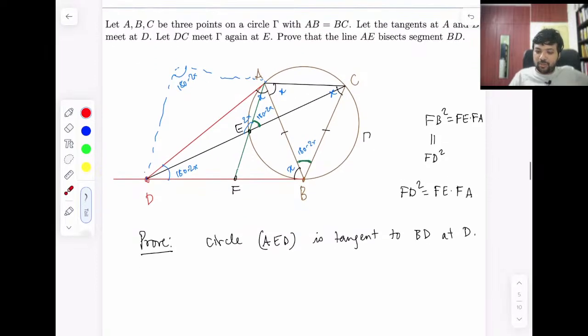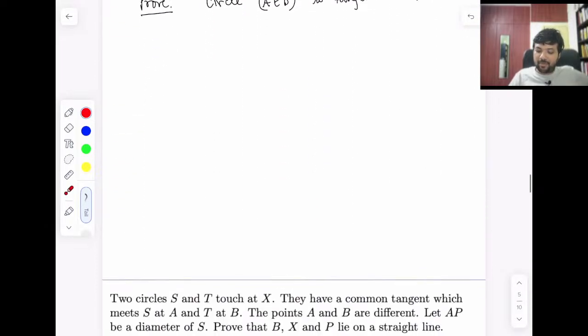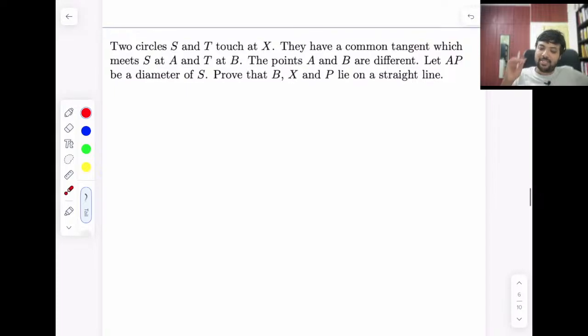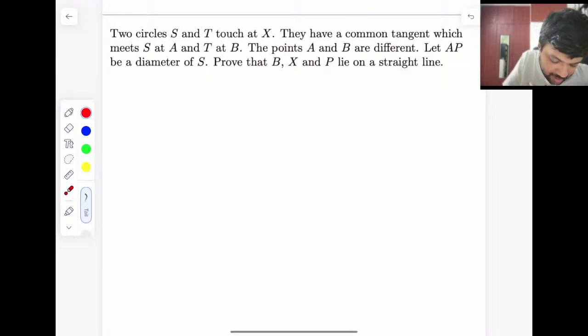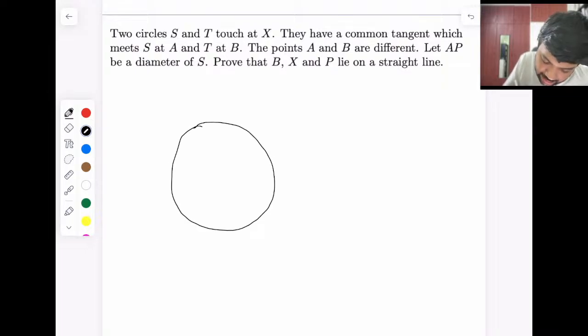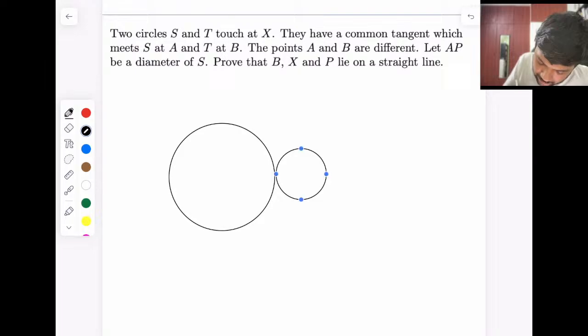All right, so I think I've picked random problems, so hopefully I've not seen this one. So let's again start. Okay, new problem. I hope I have not solved this one. So let's sit and think about this. S and T are two circles that touch at X.